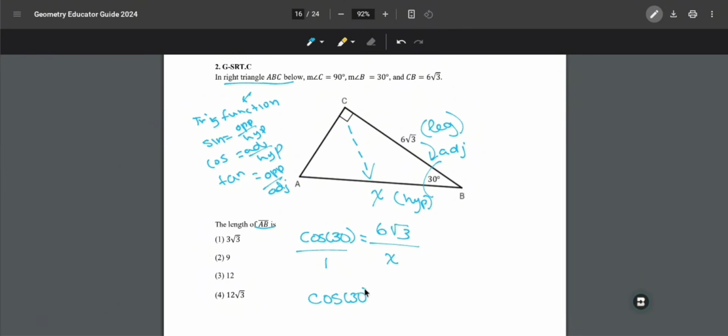Okay, simple cross multiplication. Cosine 30 times x equals 6 square root of 3, and then I'm going to divide by cosine 30, and I'm going to get x equals 12. Answer choice 3.